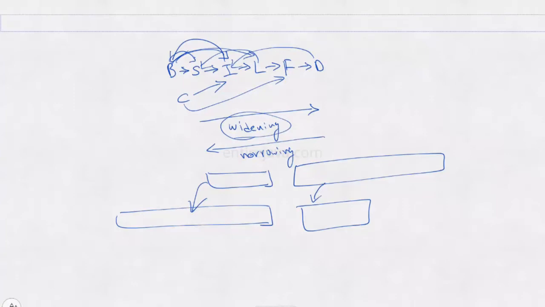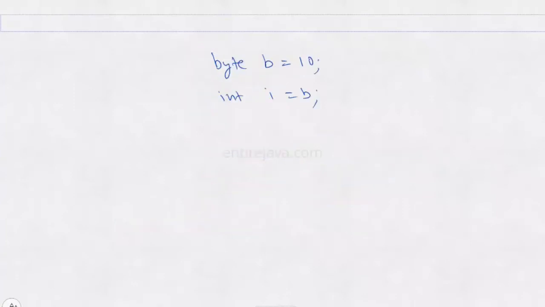Now let's take a look at the syntax of typecasting. A quick question: what are we doing here? Are we doing widening or narrowing? We're doing widening. We're trying to convert a value of type byte to integer. This is called widening, and doing so does not yield any loss of information. Hence Java does it on its own. So it does implicit casting.